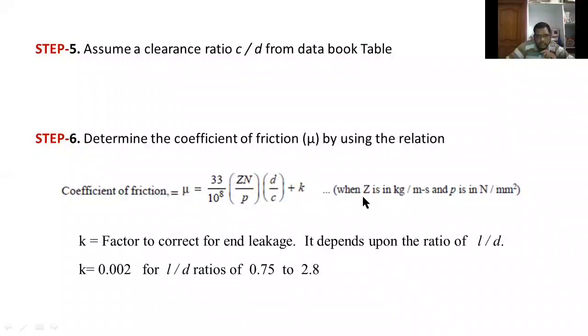Here Z is the absolute viscosity of the lubricant. This is very important for journal bearings. Here small k is the end leakage factor. For L by D ratios of 0.75 to 2.8, the value of k is equal to 0.002. You have to consider this value for L by D ratios 0.75 to 2.8.